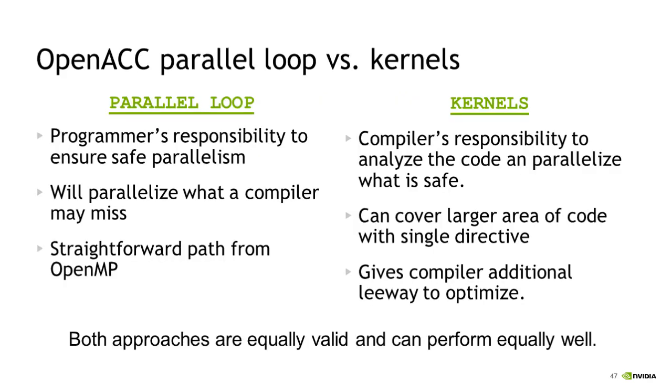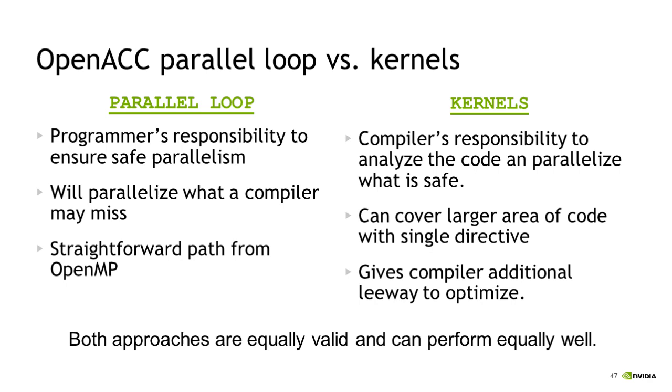They're very similar. Parallel loop is completely the programmer's responsibility. So I am taking it upon myself to say, this is something I want parallelized, and here's how to parallelize it. So it's very good if you already have done an analysis in your code. It's also very good if I've tried ACC kernels and the compiler is still missing something. So it's a very straightforward path from OpenMP.